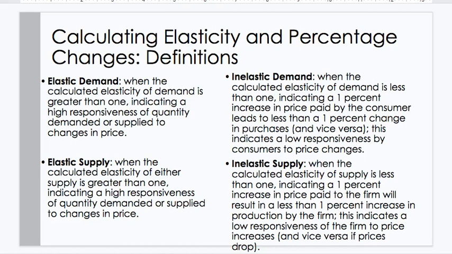Calculating elasticity and percentage changes. Definitions. Elastic demand is when the calculated elasticity of demand is greater than 1, indicating a high responsiveness of quantity demanded or supplied to changes in price. Elastic supply is when the calculated elasticity of supply is greater than 1, indicating a high responsiveness of quantity supplied to changes in price.